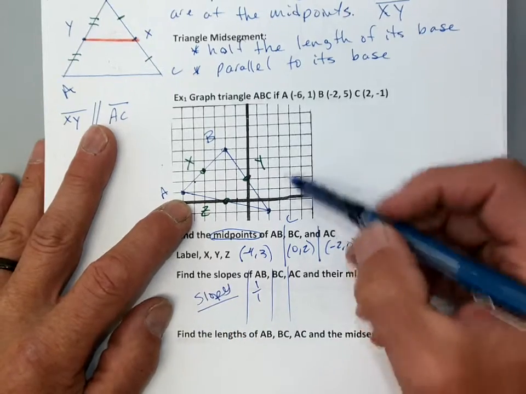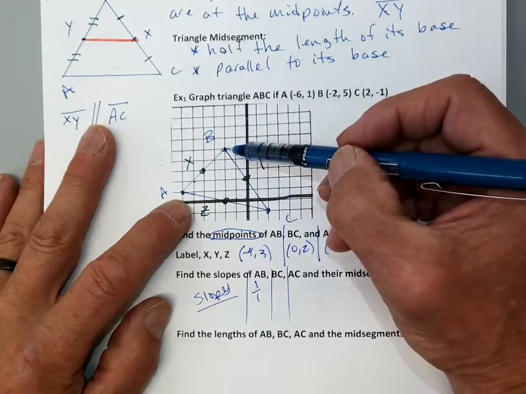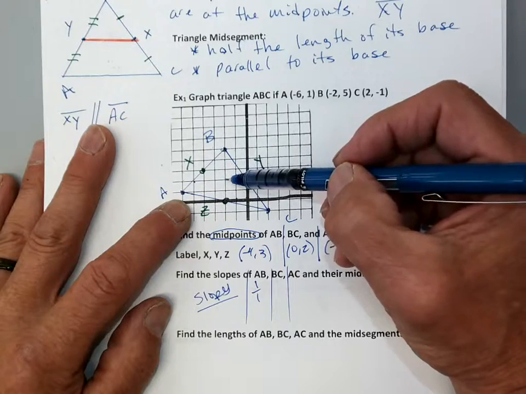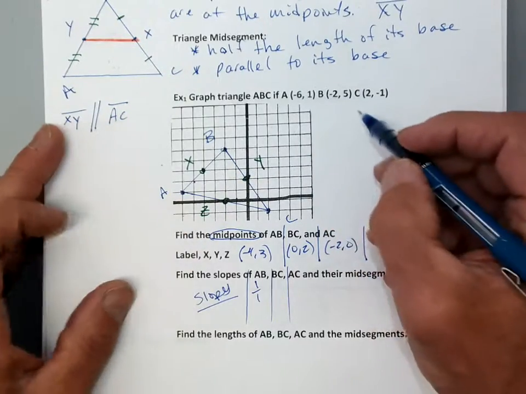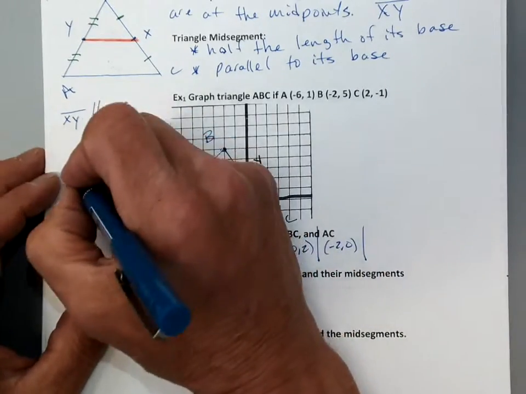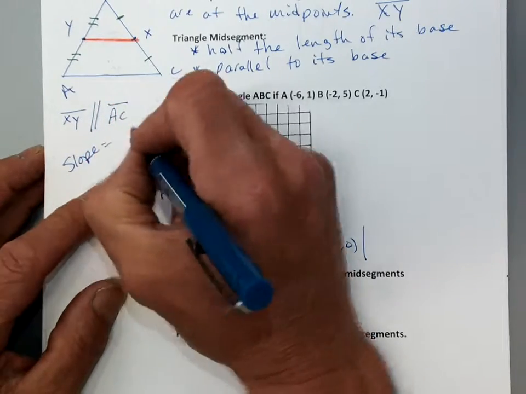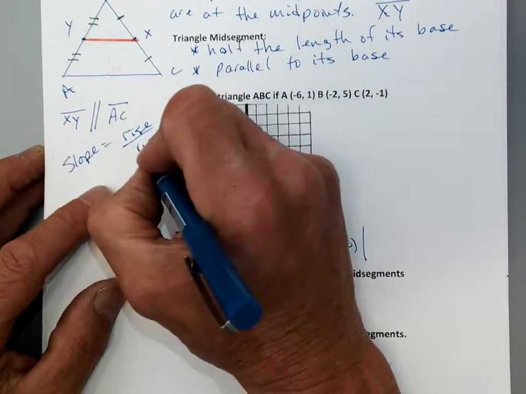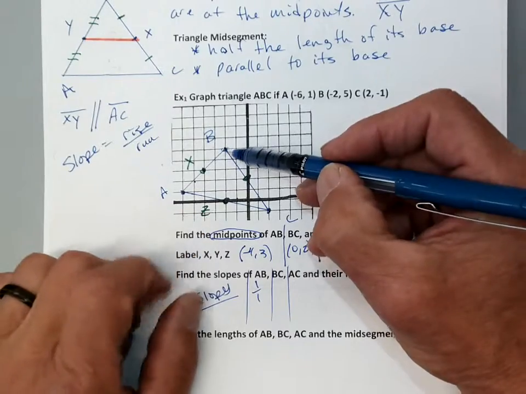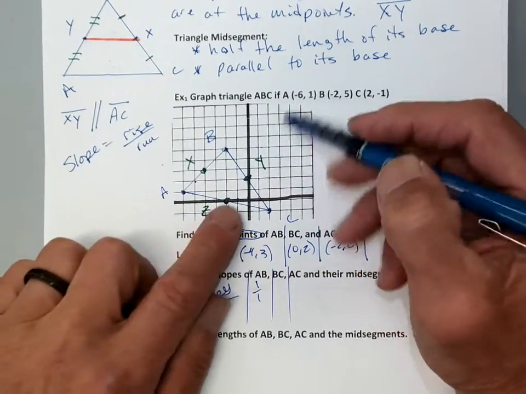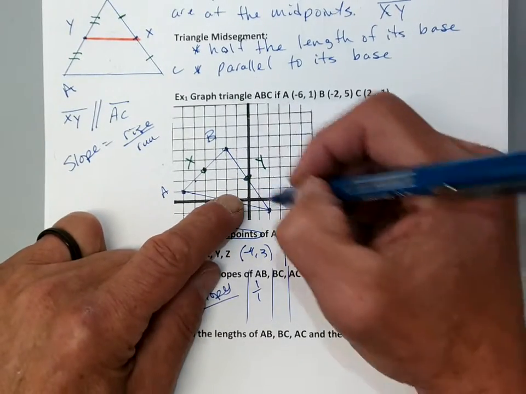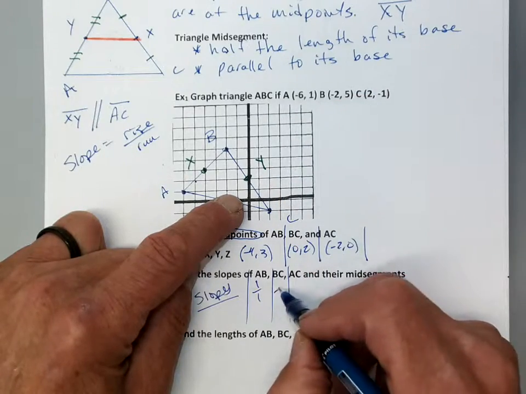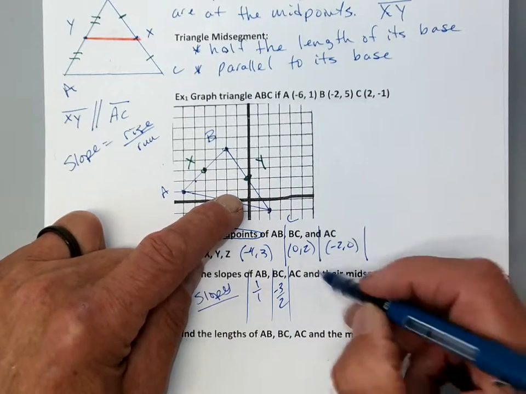Let's find out what the slope of BC is. So BC looks like it's down 1, 2, 3 over 1, 2. Because remember, slope is rise over run. You know that. So let's do it again. Down 1, 2, 3 over 1, 2. The slope of BC is down 3 over 2.